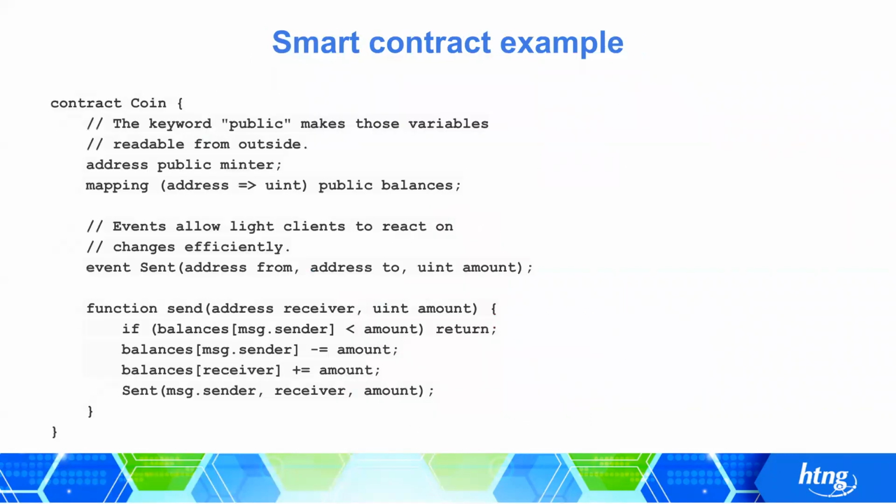For example, just a smart contract written in Solidity. As you can see, it's a typical example of a cryptocurrency, and it's obvious what exactly is going on. On the start line, we can see the typical keyword contract, Coin, and some fields like a public minter variable and a mapping to the balance.